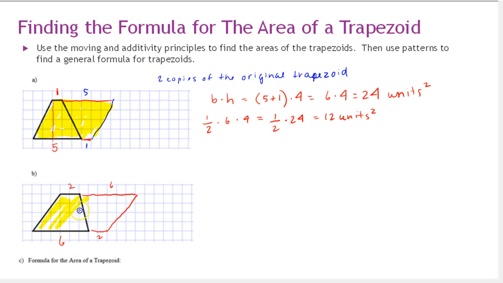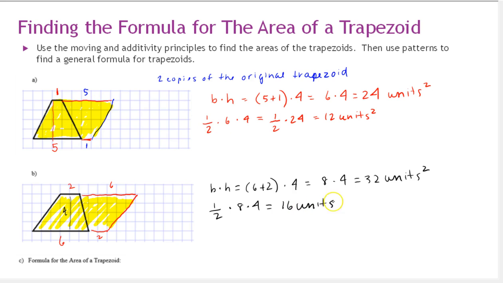So we want to find the area of this whole thing, and then our original trapezoid will be 1/2 of that area. So the area of the whole thing is the base times the height. Now notice the base is 6 plus 2. The height, well, that's this distance right here from the top to the bottom via a straight line. So that's 1, 2, 3, 4. This is 4. So we have 8 times 4, which is 32 units squared. Now we'll find 1/2 of that to find our single trapezoid. So 1/2 times 8 times 4 equals 16 units squared.